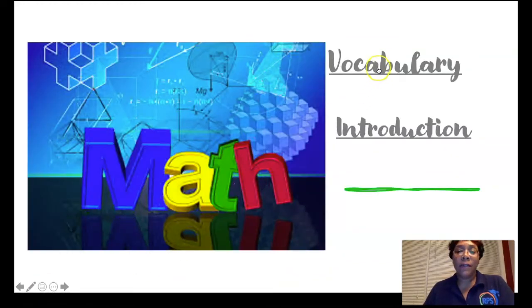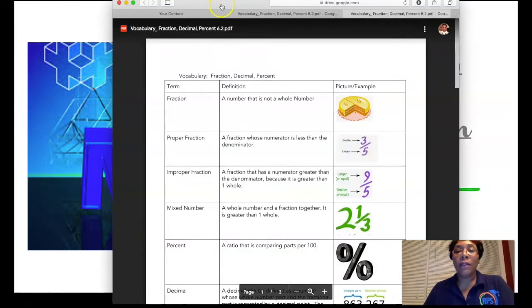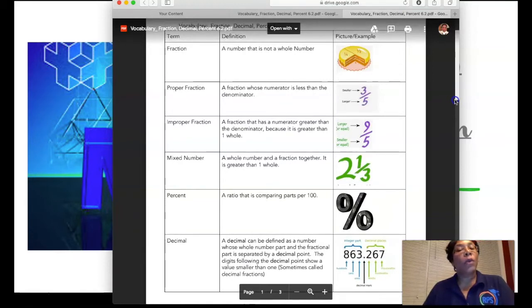We're going to start with some basic vocabulary. Your vocabulary will be found in your learning link, and it looks as such. You want to have your notebook out so that you can write down the term, the definition, and a pictorial representation as needed. If you have a better picture or an example that you remember, be my guest. Change them up.